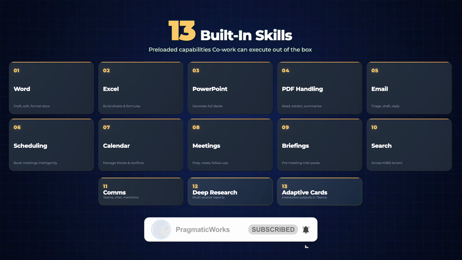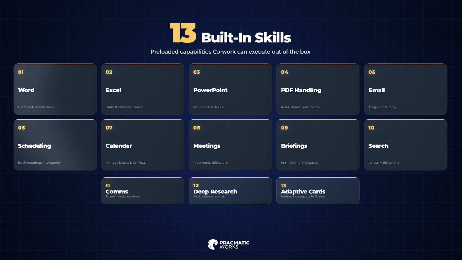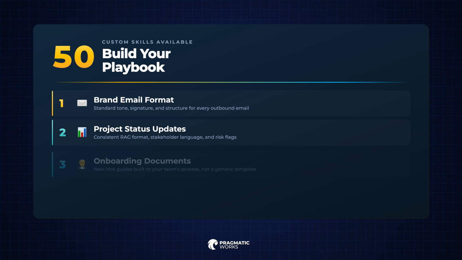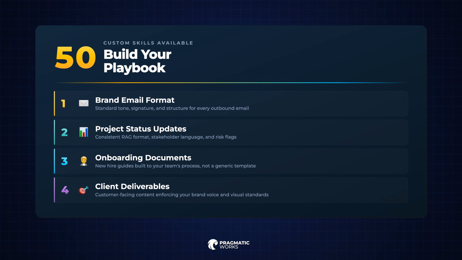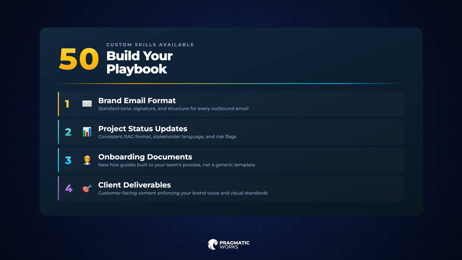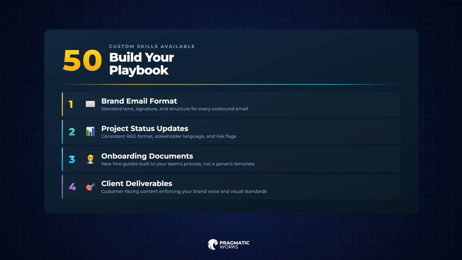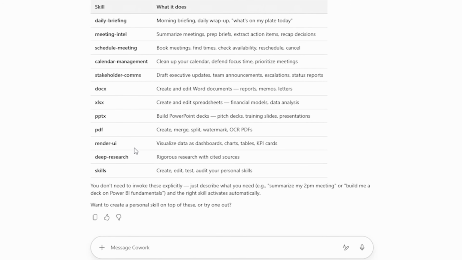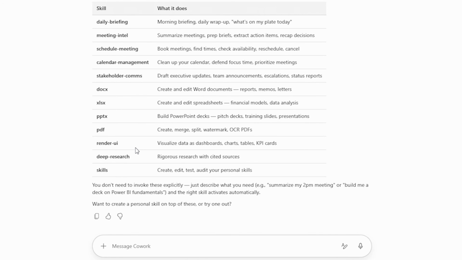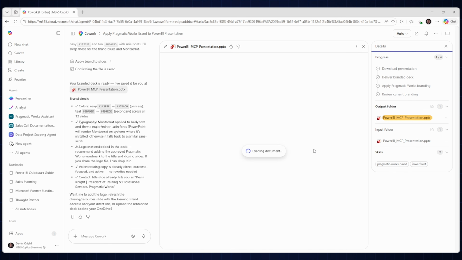Now, if you watched my beginner video, you probably realize that there are many skills that are already built into Cowork, but you can build your own, and that's what we're focused on in this session. You can create up to 50 custom skills, one that perhaps has a standard email format, one for project status updates, one for onboarding documents, one for client deliverables. You're essentially building a playbook that Cowork runs on your behalf, and that playbook gets more powerful for every skill that you add.